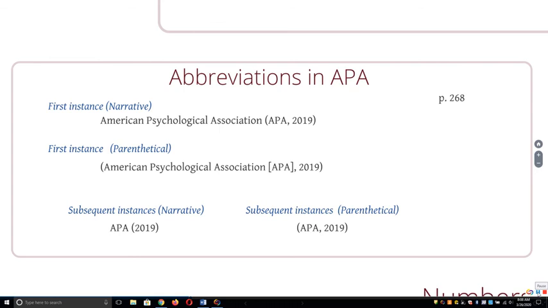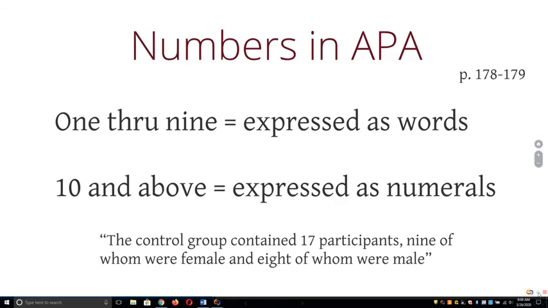So in addition to in-text citations, one of the concerns that APA provides some guidance on within the text is how we deal with numbers. And so on page 178 through 179 of the APA 7th edition manual, we can see some guidance for how to deal with numbers in APA. So numbers 1 through 9 are expressed as words, and numbers 10 and above are expressed as numerals.